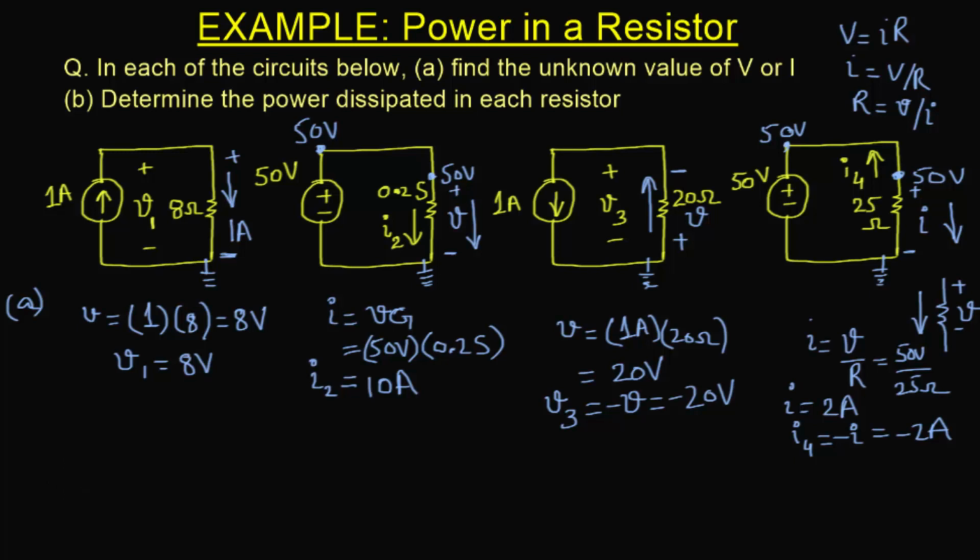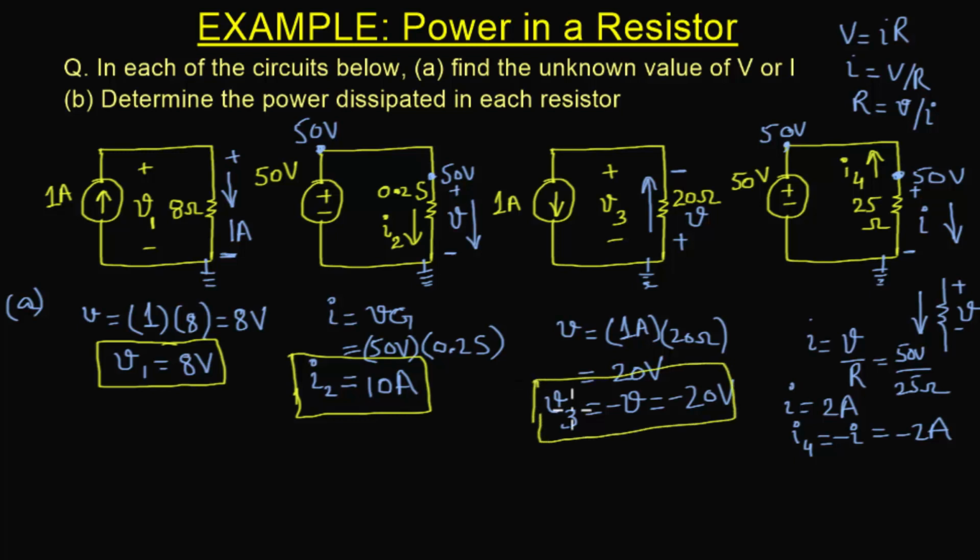So let me underline all these answers. The unknown for this question is 8 volts. For this, it is 10 amperes. Here, this is minus 20 volts. And here we have minus 2 amperes. Now let's come to part B.